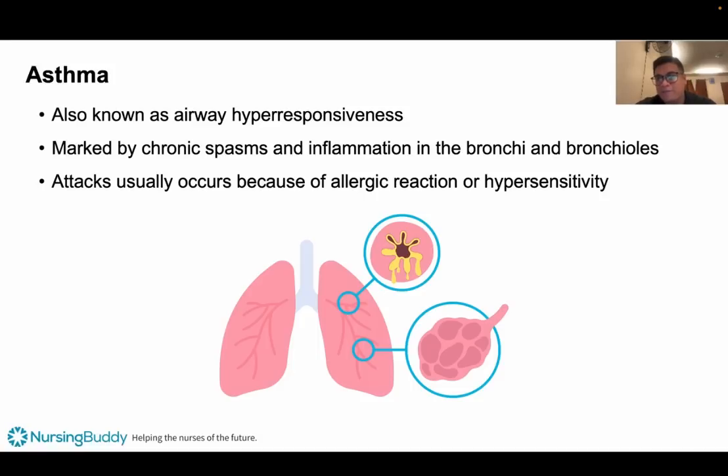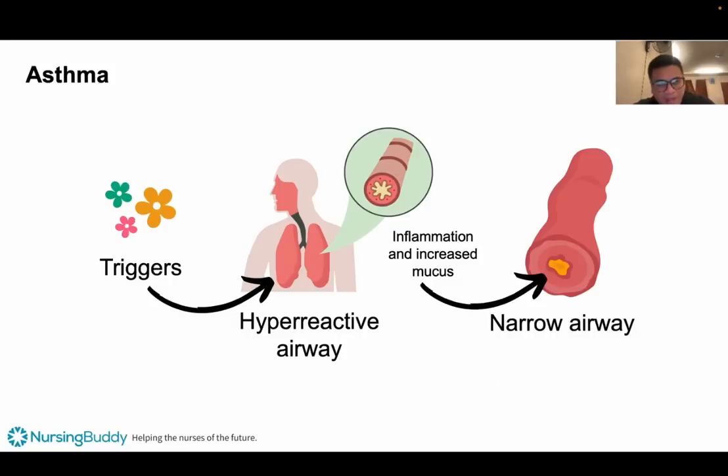Okay. So, again, attacks are usually due to allergic reaction or hypersensitivity to these things which we call your triggers. So asthma happens because of those triggers. What happens is there would be a hyperreactive airway, and with that reaction, kapatid, magkakaroon ng inflammation and increased mucus. So it will lead to a narrowed airway, and that's a problem.